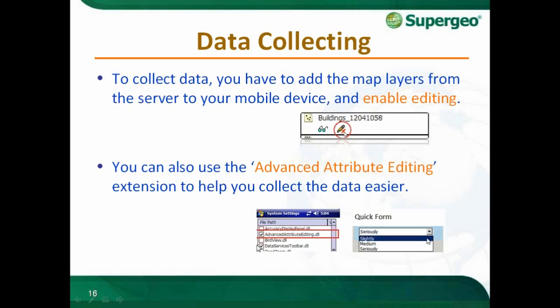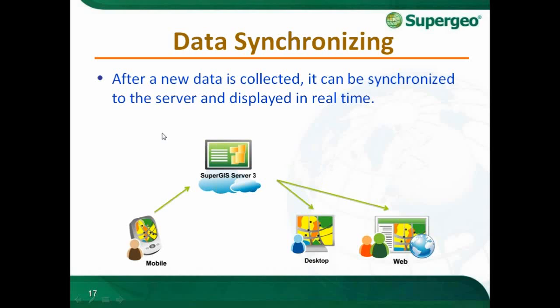After you use this tool, it's kind of like a quick form function, so that you can add a new feature, and then you can select the field value by using a menu here. For example, we can select the severity of the building, which is slightly or medium or seriously. Okay, so it can help you to add a new feature, sorry.